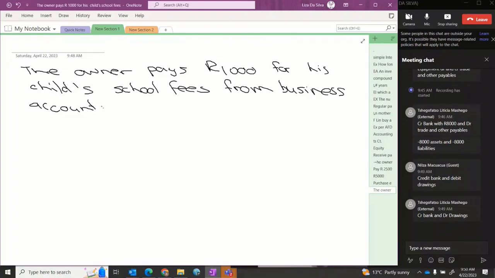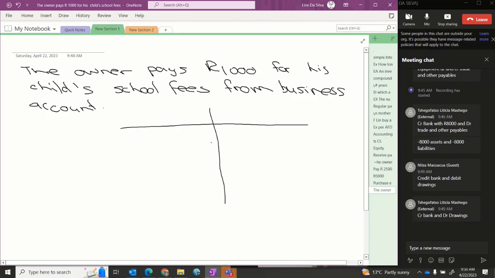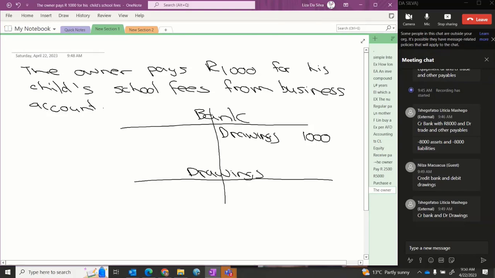If you take money for your own private use, let's first do the bank account. It's coming out of your bank account, like a payment, so it's 1,000 rand. You said drawings, yes, that's what I was trying to say. You can debit drawings. Let's just write the bank there. That's all I wanted to say.